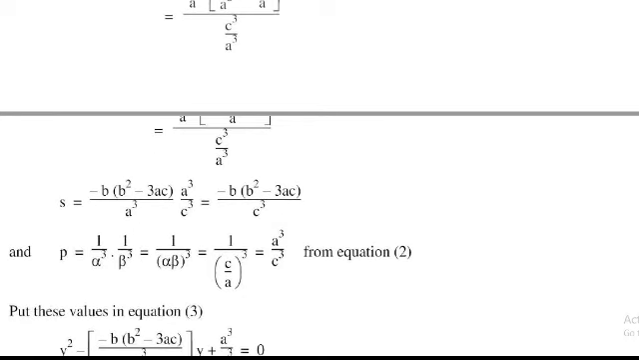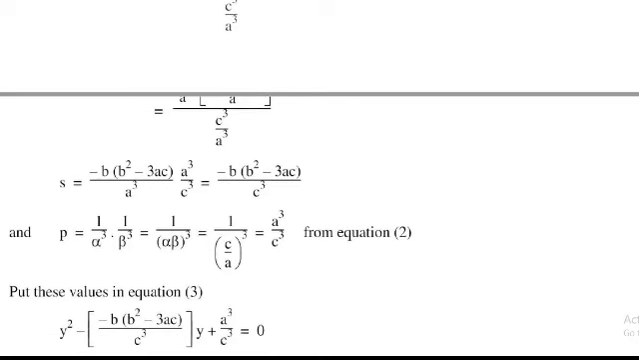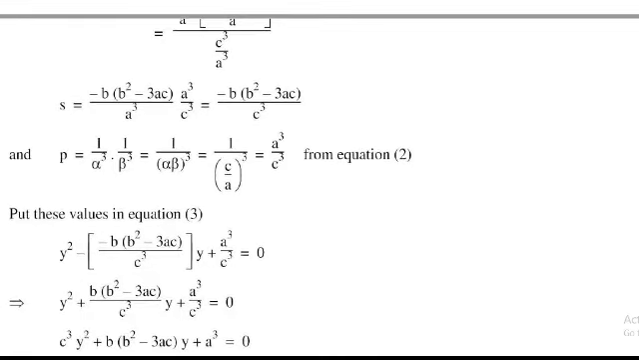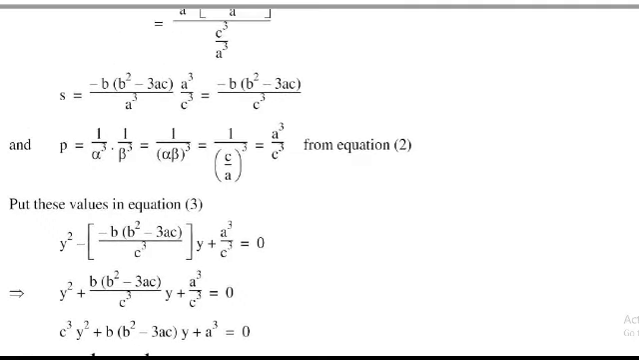Putting the values of s and p in the equation, that is y square minus minus b into b square minus 3ac divided by c cube into y plus a cube divided by c cube is equal to 0. Multiplying c cube on both sides, c cube y square plus b into b square minus 3ac into y plus a cube is equal to 0, is the required solution.